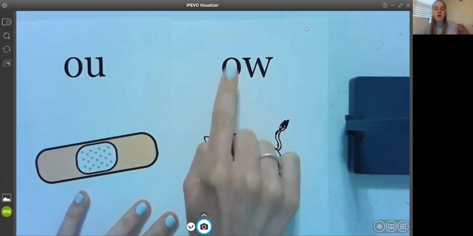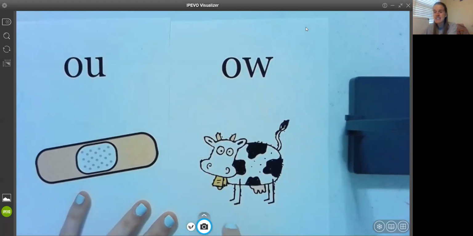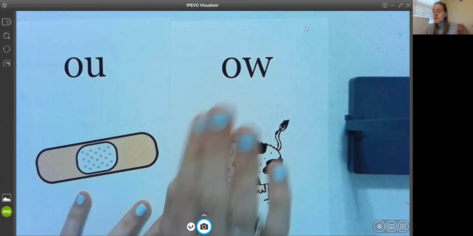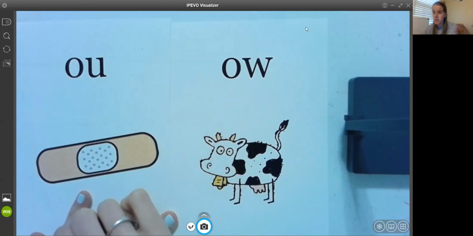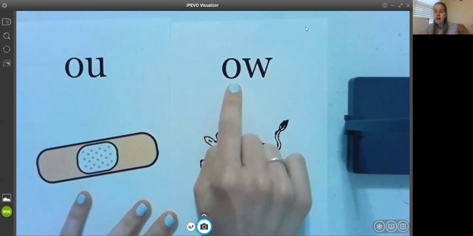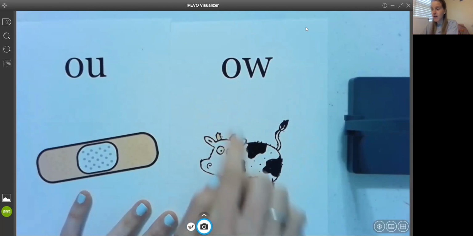Now we also have OW. Our key word for this OW is cow, and it says ow. So yes, we learned about OW before, but that keyword was snow because OW said O at the end of the word. But this is OW as in cow, and it says ow at the end of the word with a few exceptions. So it's really important that we use those keywords. So it's O like snow, or it's ow like cow.